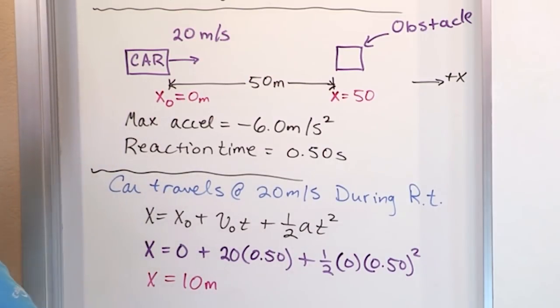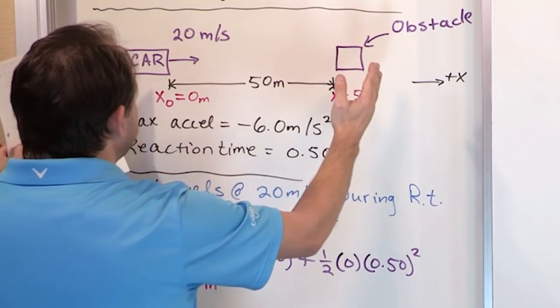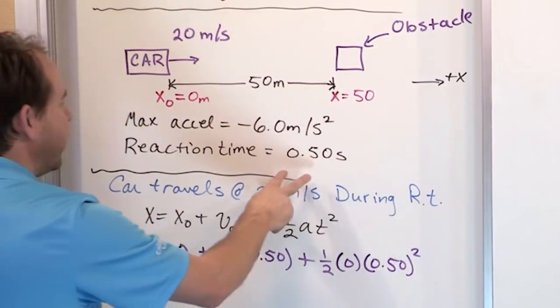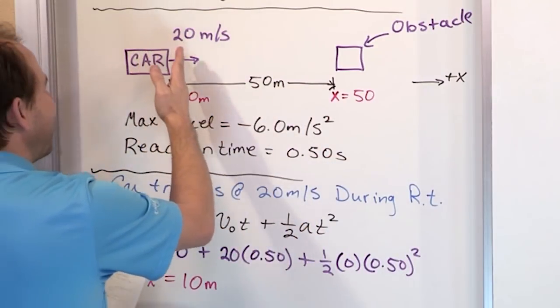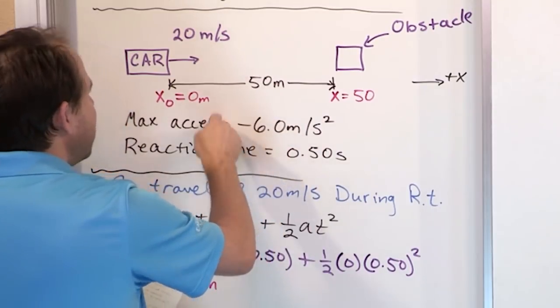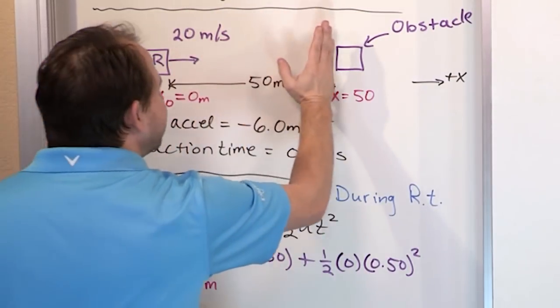This is not the answer, but it significantly changes the problem, because the problem was originally framed as telling you that you had 50 meters in order to not hit this cow. But now we know that there's a reaction time period. The car travels 10 whole meters before he even presses the brake pedal. So after 10 meters, that's really telling you how much distance is left before he hits that guy.